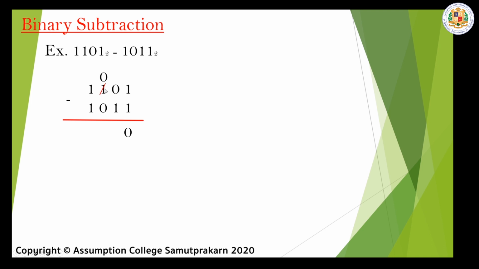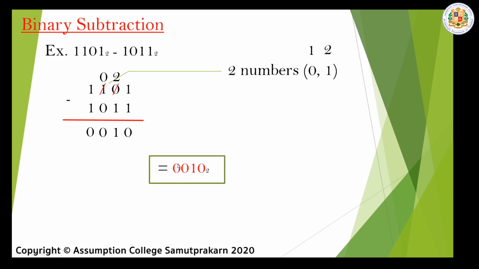So how many numbers can we borrow from 1? If you can remember, binary has two numbers. We have 0 and 1. We have 0 as the first number, and we have 1 as the second number. So we can borrow two numbers from 1. So we cancel 0, it becomes 2. Okay, 2 minus 1, we get 1. Okay, 0 minus 0 is 0. 1 minus 1 is 0. So the answer is 0010.